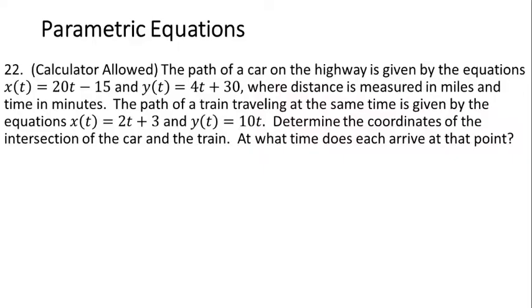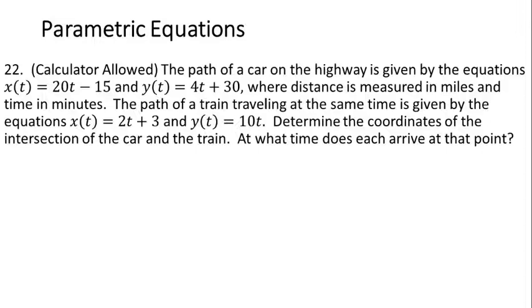All right, let's move on to our next question, which is a parametric equations question. And we've got a car on a highway. Its path is given by these 2 parametric equations, distance measured in miles and time in minutes. And then we have a train who's traveling at the same time, and the train has 2 different equations. First, we want to determine the coordinates of the intersection, and then we want to figure out at what time each one arrives at that point.